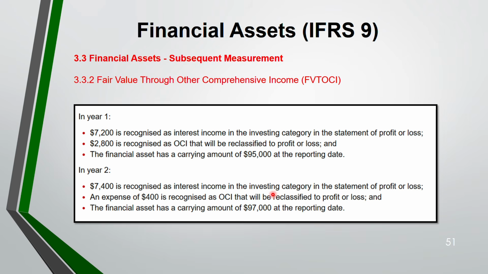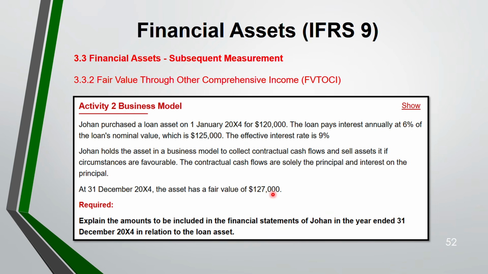Now, activity 2. You have to explain the amount to be included in the financial statements for the year ended 31st December 2004 in relation to the loan asset. It's an asset. They have purchased a loan asset for 120,000. This is the amount they paid for the asset. The loan is paying them interest annually at 6%. They are receiving 6% interest income, which is 125.